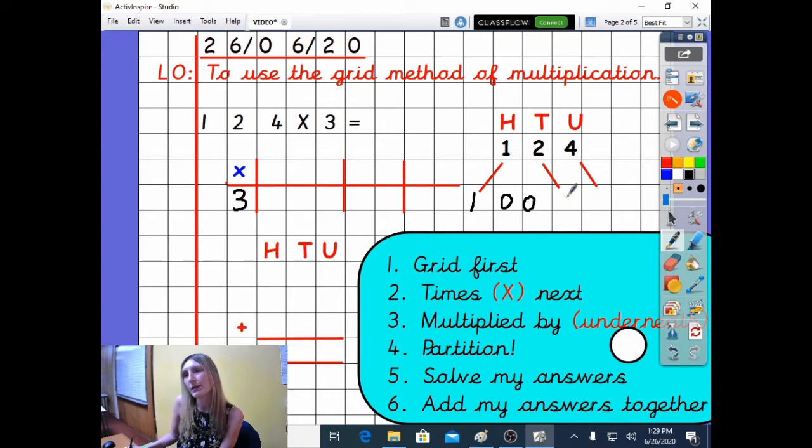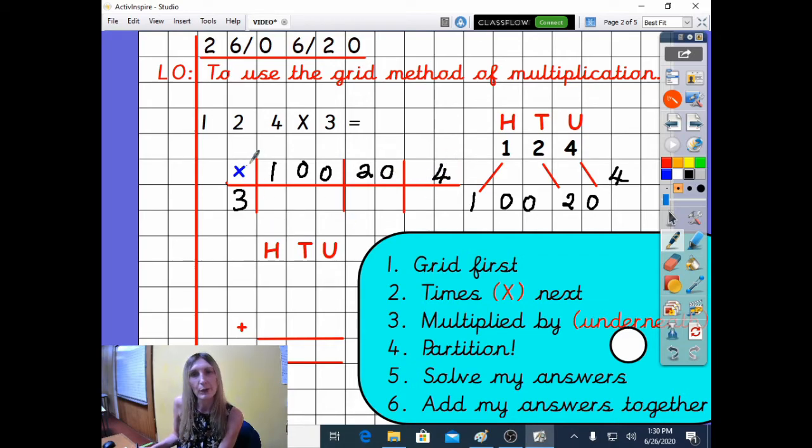2 tens, 2 times 10 is 20. And then I've got 4 units. So I'm just going to move this over here so it doesn't get confusing. Then I use these three numbers, and I've got three sections in my grid now because I've got hundreds, tens and units. So here I have 100, here goes 20, and here goes 4.